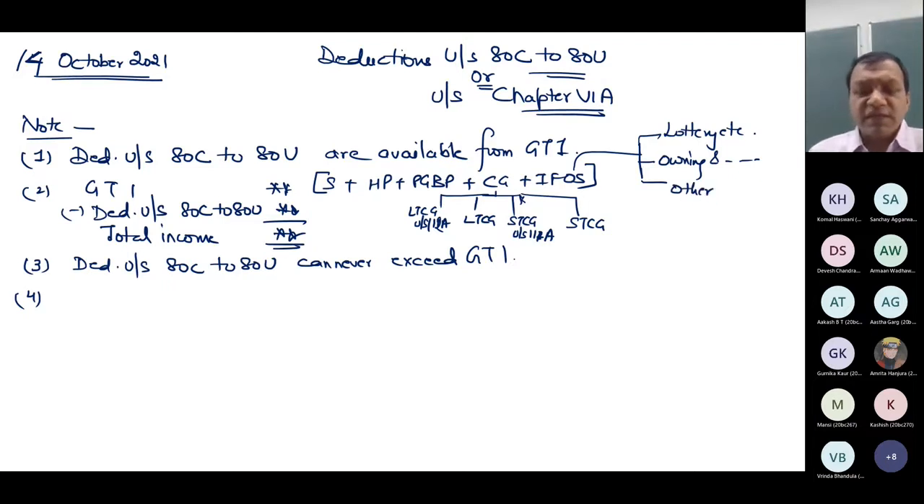Income can be from owning and maintaining race horses and other. So I simply wrote these points because I wanted to show you that GTI includes every head of income, and within every head, every type of income. Now, when I'm deducting these deductions under 80C to 80U, I'm deducting them from GTI, which can have salary, HP, PGBP, capital gain, other sources. But this deduction is not available from what?